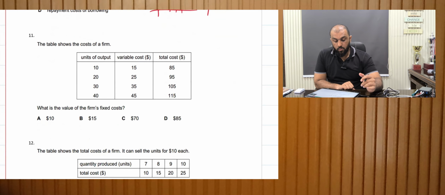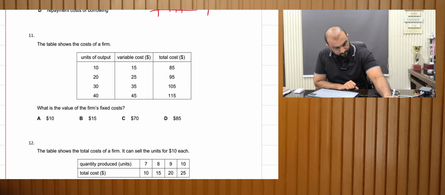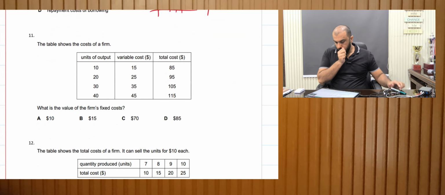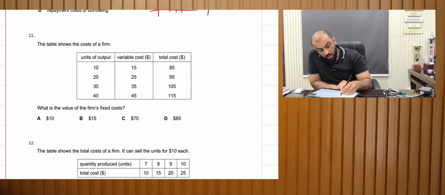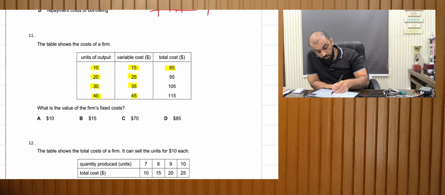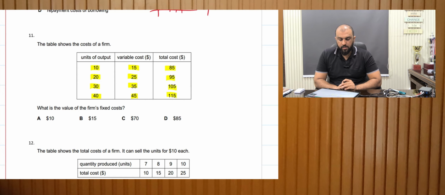The table shows the cost of a firm. Units 10, 20, 30, 40. Variable cost 15, 25, 35, and 45. Total cost. What is the value of the firm's fixed cost?